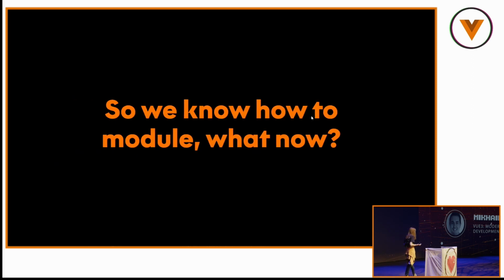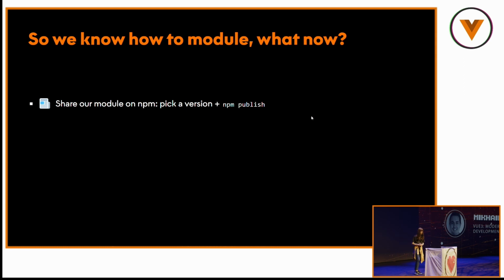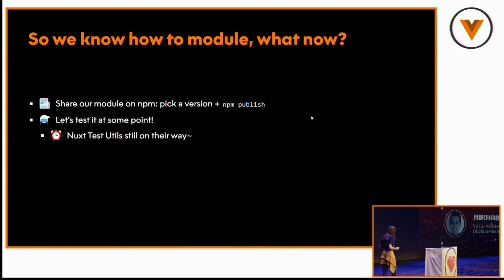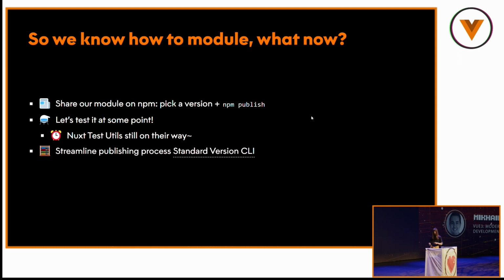So now that we know how to make a module, what's the next step? First of all, we can share our module with the community on npm. To do so, we just need to pick a version number and run the npm publish command. Then at some point you might want to test it. In that regard, Nuxt is still working on Nuxt test utils for Nuxt 3, and this will be a collection of utilities to help us run our modules in the Nuxt context inside your tests. And finally, it's not a super official one, but it's really widely adopted by the Nuxt community: the use of standard-version CLI, which is a really neat CLI that streamlines your publication process and makes sure you don't forget anything, while also generating your changelog programmatically from your commit messages.